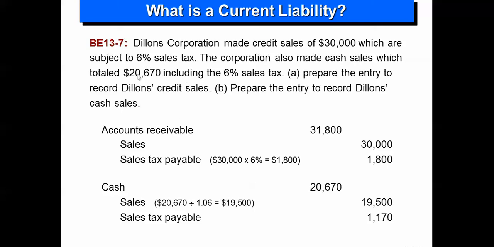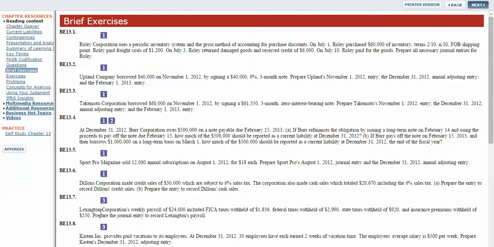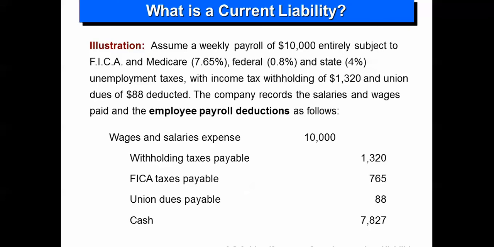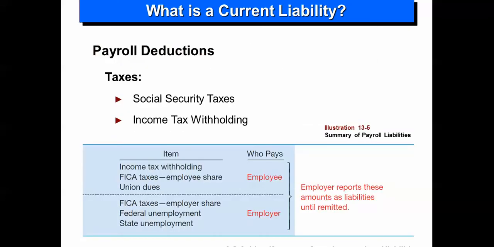This is actually brief exercise 13.6, but whatever. We're going to do 13.7. We're going to do the actual one that's due for homework, Lexington Corporation. So when we go to payroll, I'm going to squeeze down a little bit in these to get there.